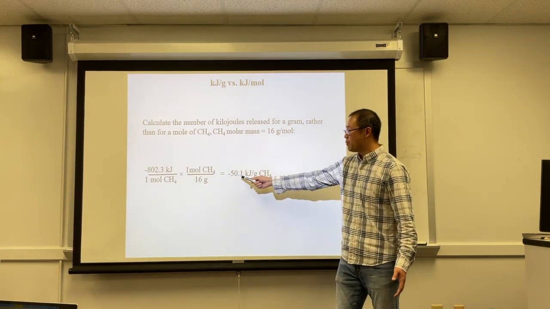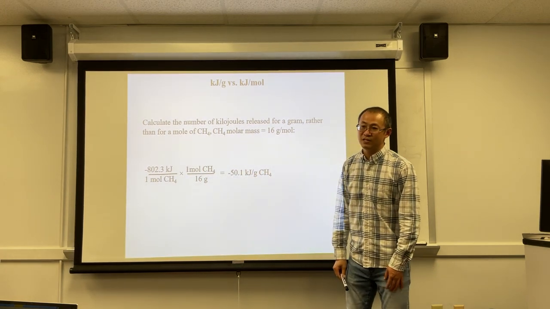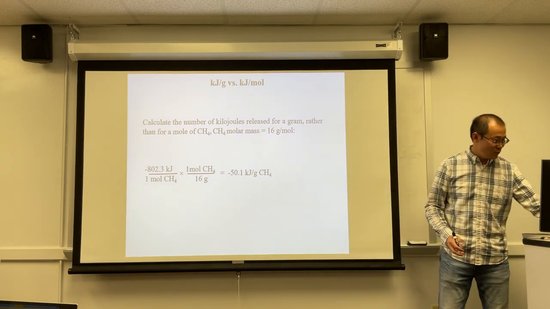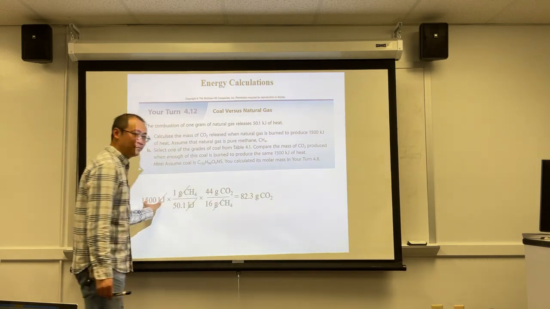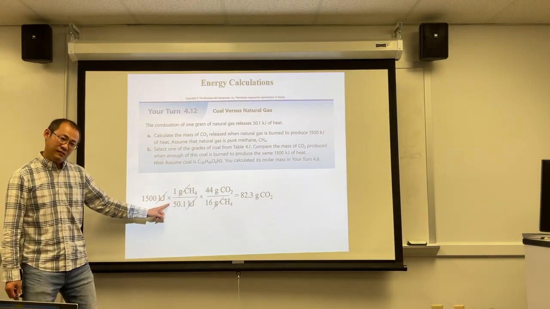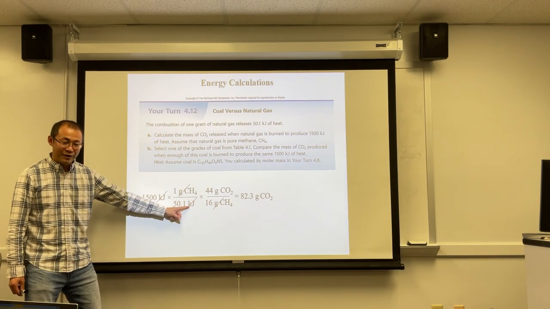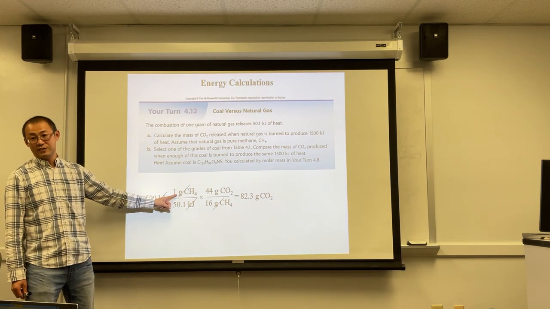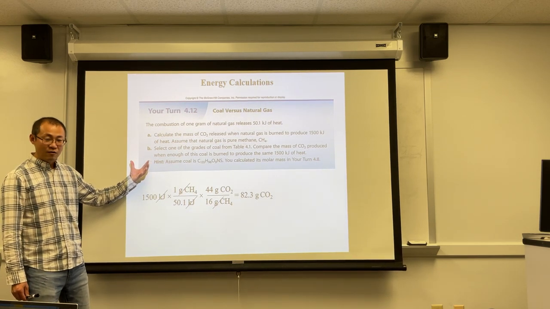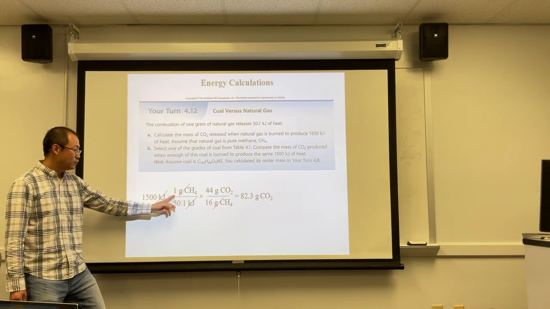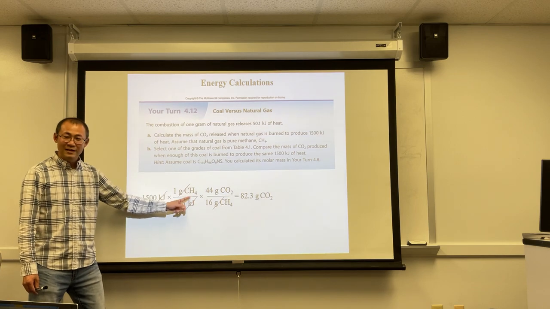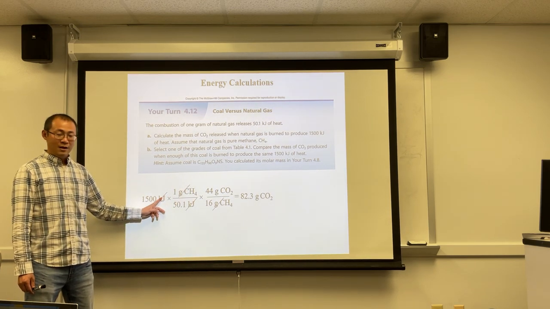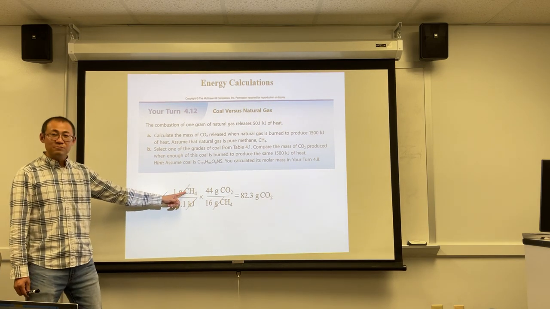1 gram of CH4 produces what? This much heat. So here, take a look at what I'm doing. I produce this much heat. I multiply by 50.1 kilojoules, which is what 1 gram of CH4 produces. This is what we just calculated. We convert kilojoule per mole to kilojoule per gram. I put kilojoule in the bottom because I want to cancel kilojoule. And then after this, I get grams of CH4.